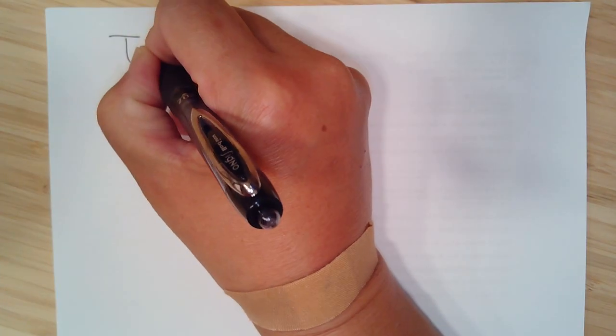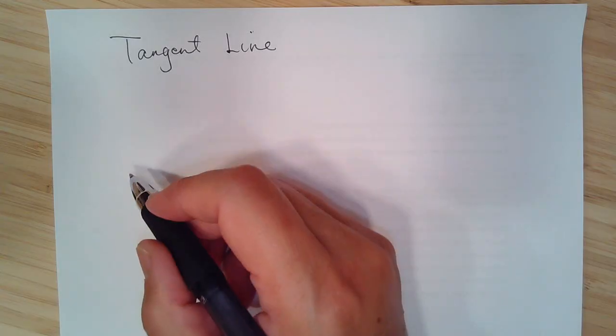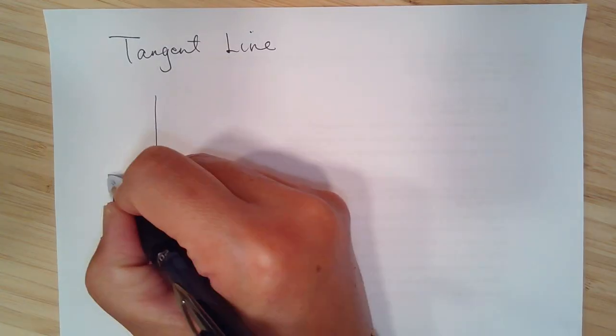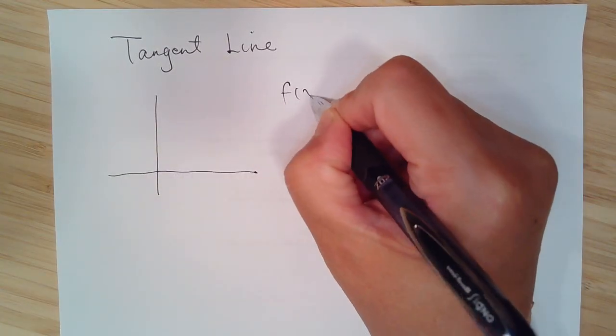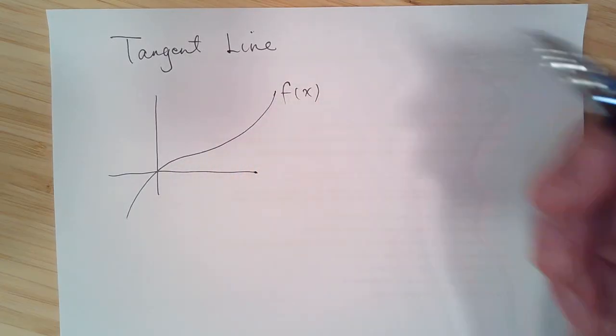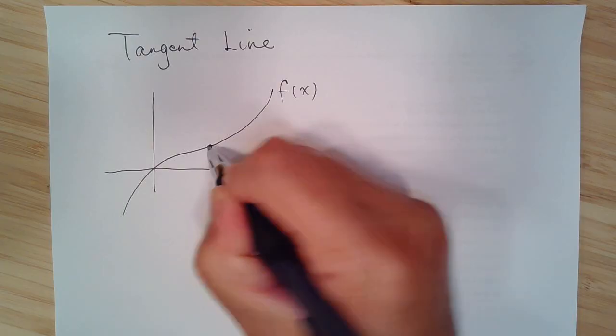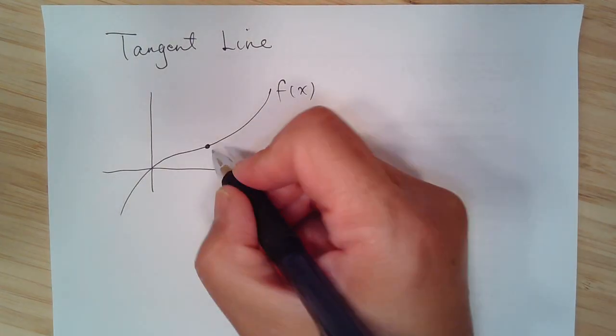Okay, after we learn something about the limit, we're going to do something new today. It's called a tangent line and it's a slope. First of all, tangent line. If you have a graph of a function, let's see, f of x, the graph looks like, I just made something up, okay? So here is a point on this graph.